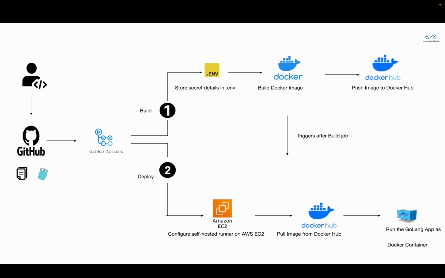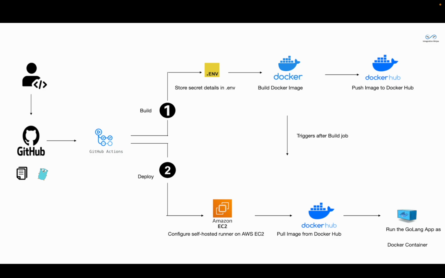So what we are going to do is create a workflow in our GitHub repository where we will define two jobs. One is build and another is deploy. In the build job, we'll create the runtime environment variables for our Golang application, if required, from the secrets. Suppose we have some database configuration and other configuration that needs to be provided to our Golang application, we'll write those secret details there, and we'll build the Docker image and push that to Docker Hub.